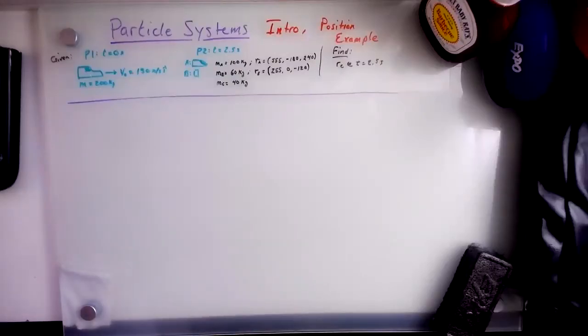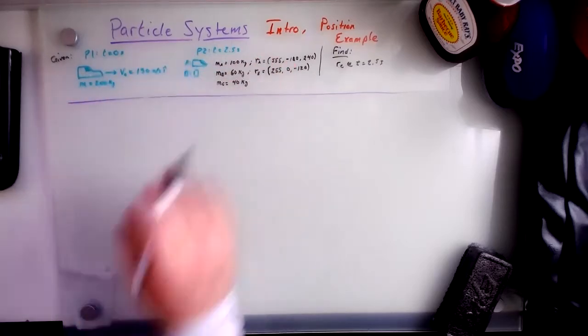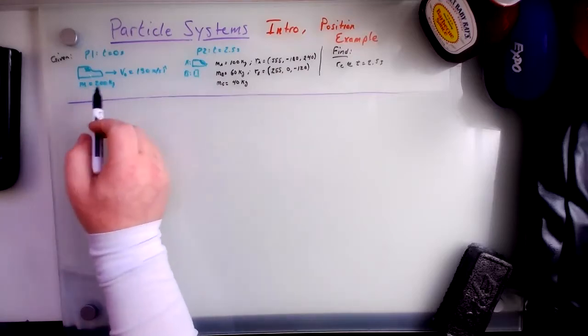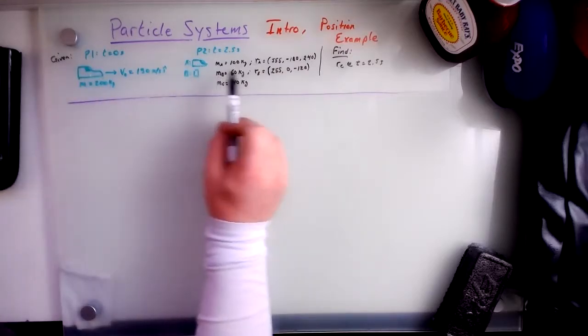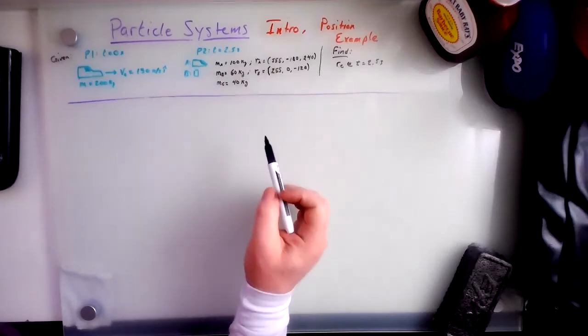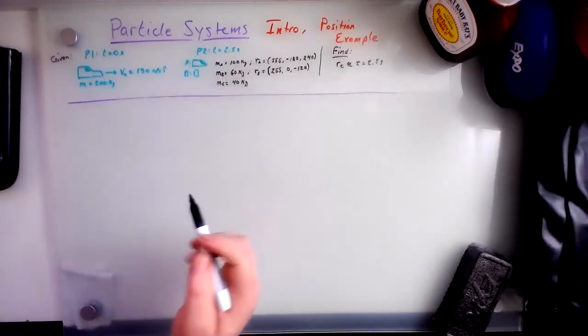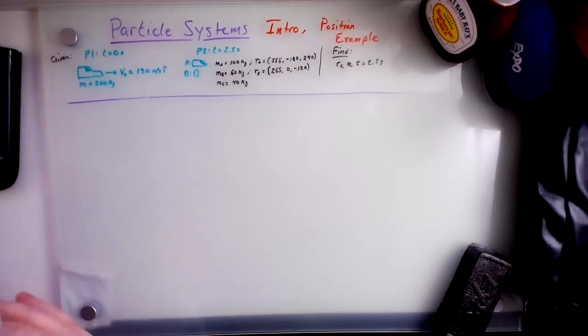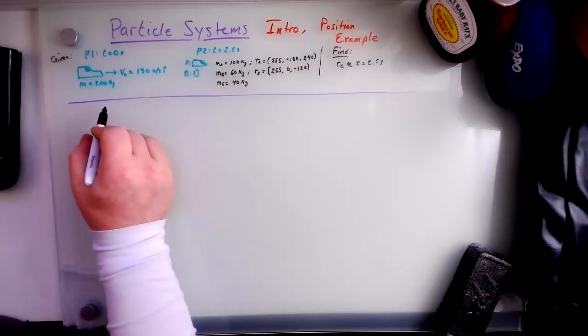Hey folks, welcome back. We are into particle systems. So we have this example here, and the craft goes through position, breaks apart, and we're asked to find the position of one of the pieces. So in order to do that, we need to build our equation set.